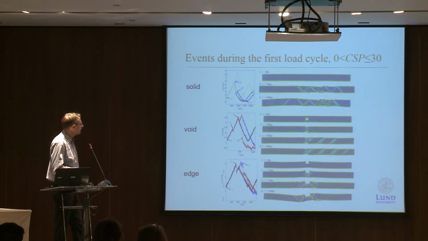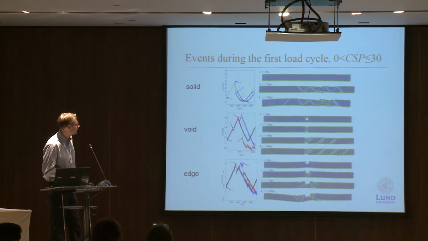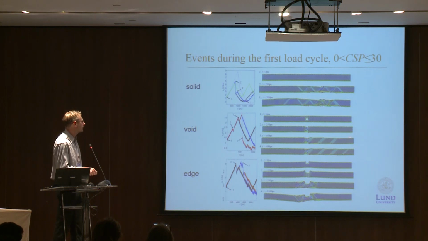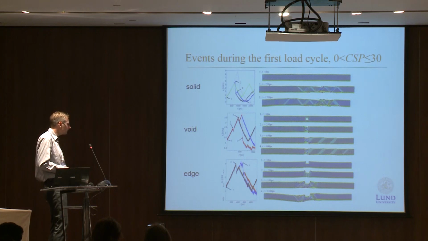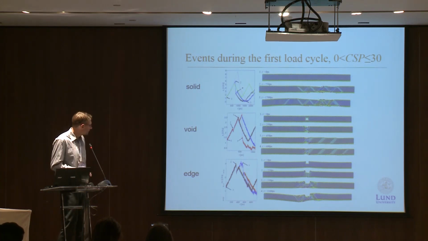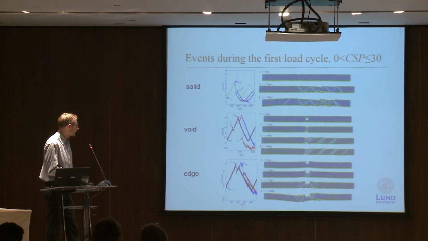The first event that happens quite early in the load cycle here is that the void closes due to plasticity. Then we continue our loading and something new happened, and that's these new slip planes that have been formed. And more slip planes continue to evolve, so this is at maximum load. And then the last picture is for the edge crack-like defect.